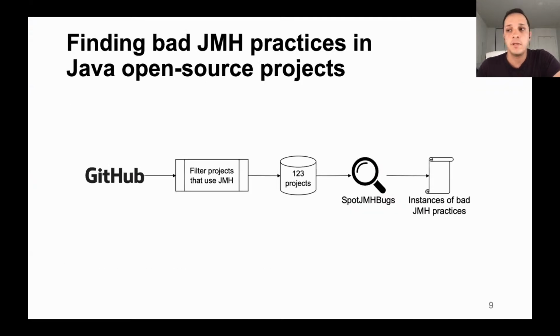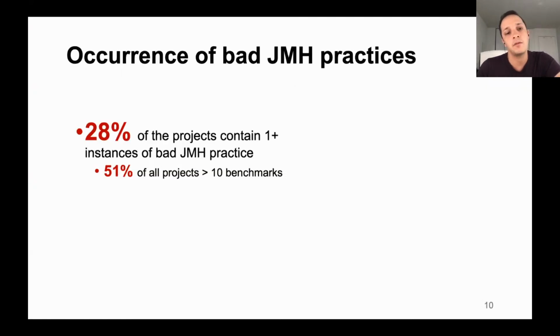What we did then, we mined GitHub repositories. We found more than 100 projects that use JMH, and we ran our static analyzer on them. To our surprise, we found that 28% of the projects have at least one instance of them. But if you look at the projects that use JMH more extensively, with more than 10 benchmarks, this rises to 51% of the projects. So it's a very common mistake when writing benchmarks.